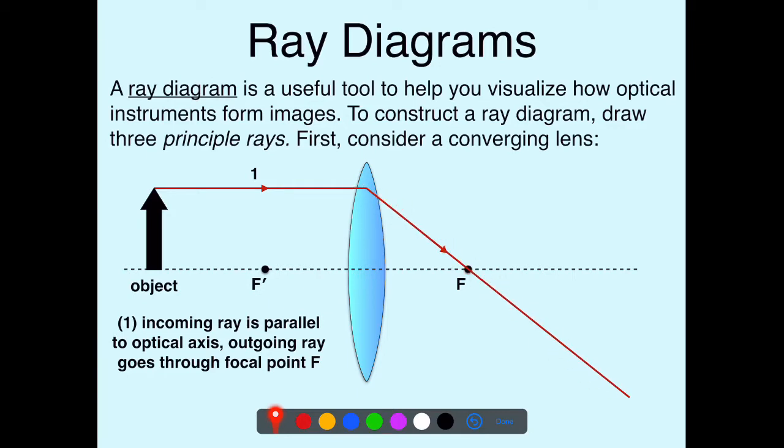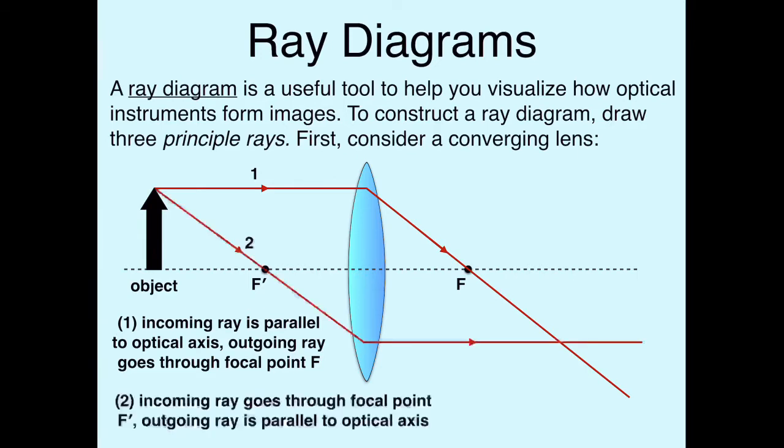Remember, any ray that travels parallel to the optical axis is going to have to go out through the lens through the focal point. So we saw that earlier. The second principal ray is going to go like this. First, it goes through the focal point F prime on the other side of the lens. And then after going through the lens, it's going to travel parallel to the optical axis.